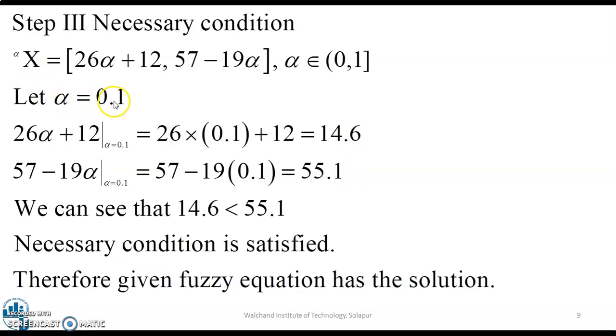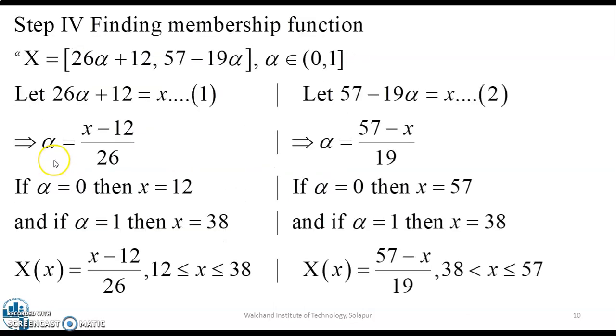Now we can easily check that the value at the initial point is strictly less than the value at the end point. And this alpha equal to 0.1 is an arbitrary point. The meaning is that the initial point is always less than or equal to the end point for all alpha belonging to open 0 to closed 1. Therefore, we can say that the necessary condition is satisfied. Therefore, the given fuzzy equation has a solution. Now, the solution is obtained from alpha cut of x by finding the membership function. Now, it is the alpha cut of x.